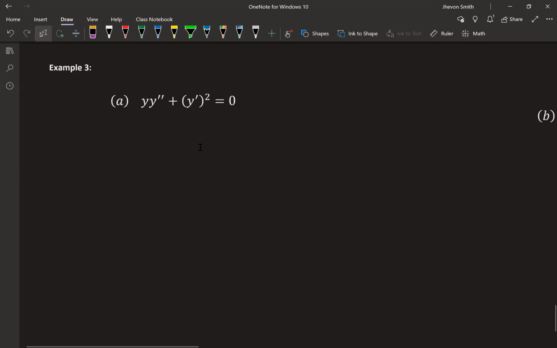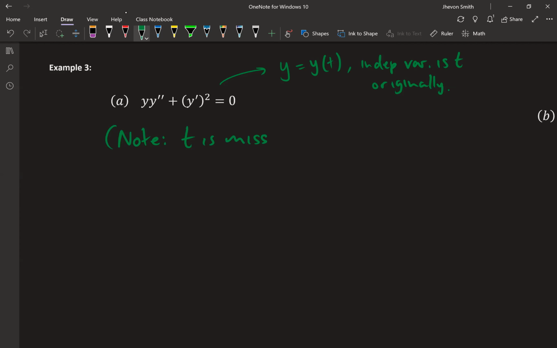As you'll notice, this equation is not even a linear equation. It is a nonlinear equation, and those are actually harder to solve in general. But this technique can deal with this scenario because notice that there are no t's. Here I'm thinking of my y as a function of t, so y is y of t, and the independent variable is t originally. But looking at this, note that t is missing from this equation. Visually, I cannot see it.